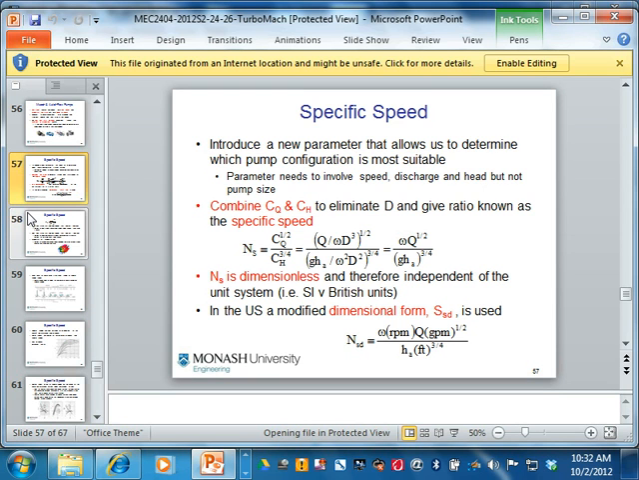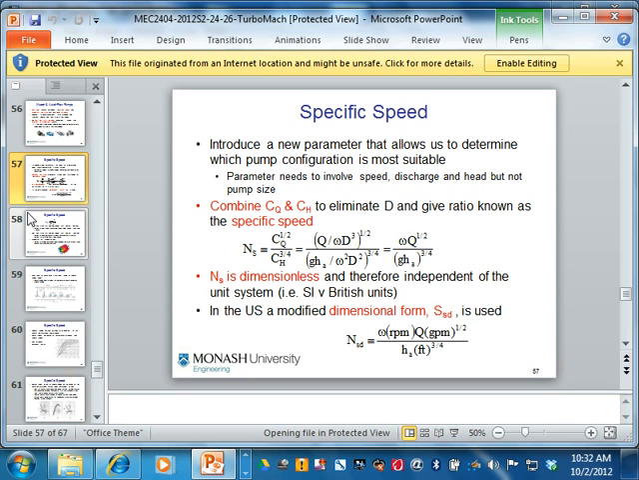Remember the flow rate coefficient? We did it a few weeks ago. To the power of half, divided by the head coefficient to the power of 3/4. What's the dimension of the flow rate coefficient? Dimensionless. Correct. Head coefficient? Dimensionless. So what do you expect the specific speed dimension to be?